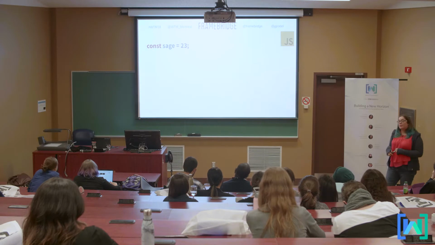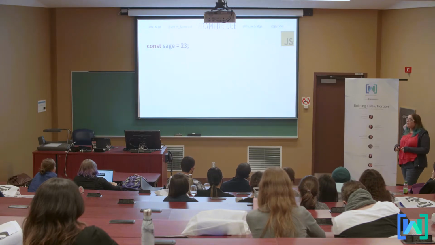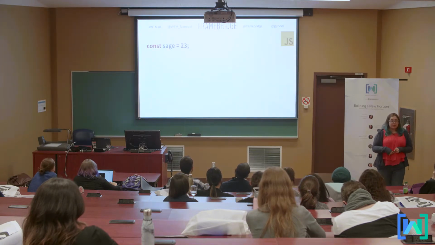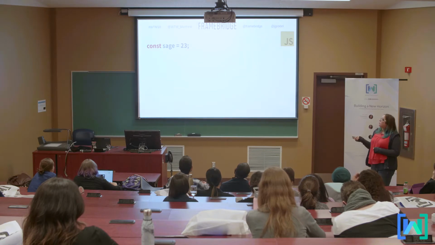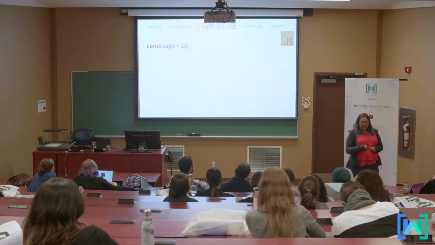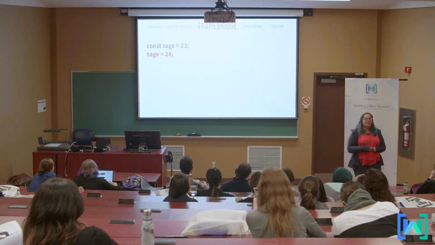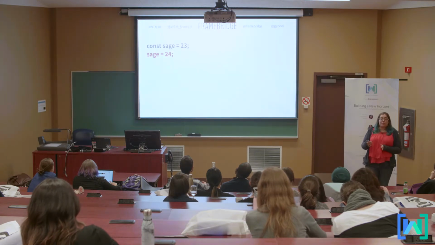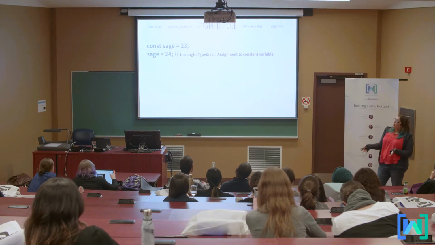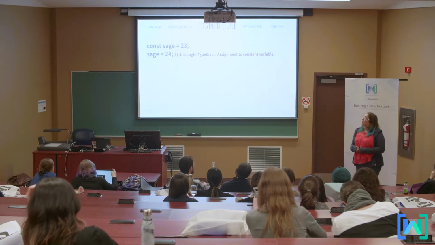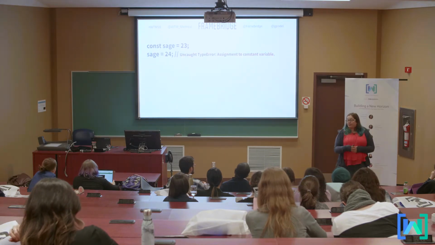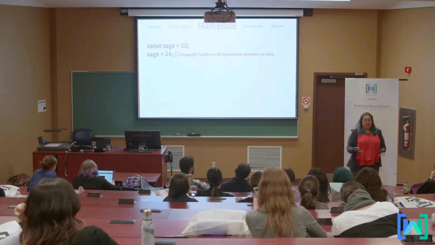Here's const. The idea with const is that it's a constant. Once you put a value in it, it's not supposed to change. So I'll set up const sage to be 23. And then I'll come in and I'll change the value of sage to 24. And here I'll get a JavaScript error, and my code will stop executing because I have changed the value in something that wasn't supposed to change.